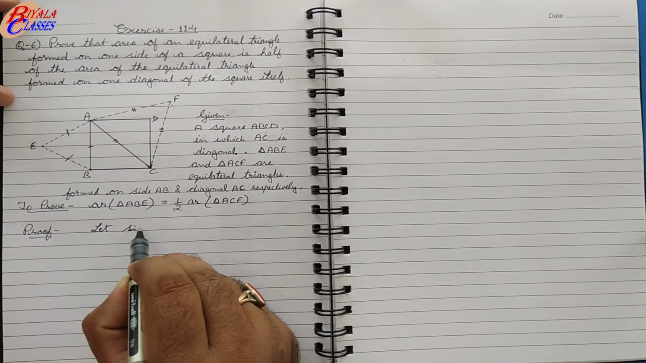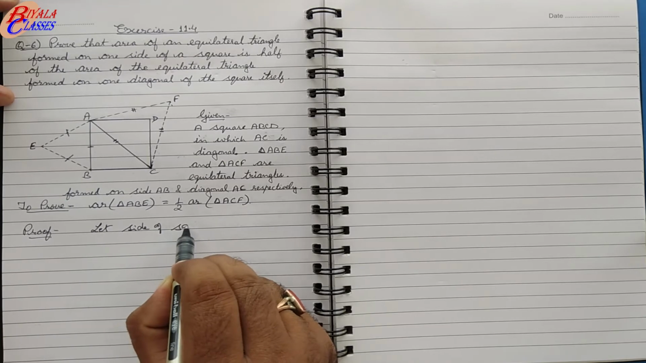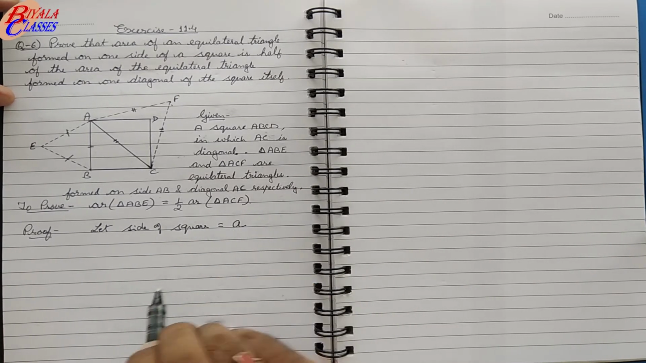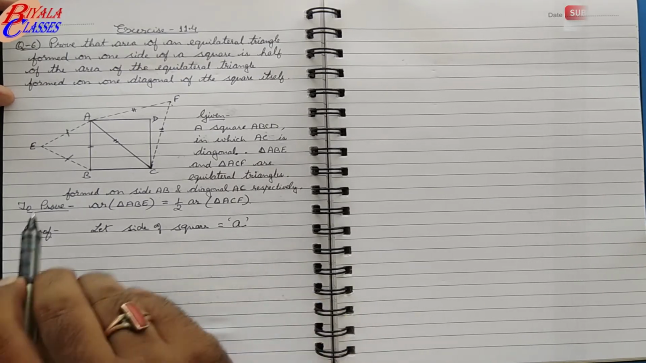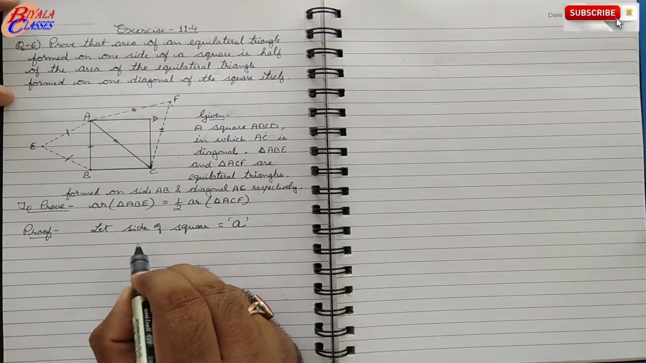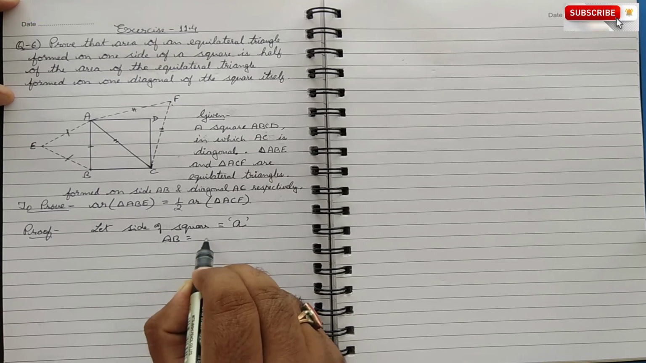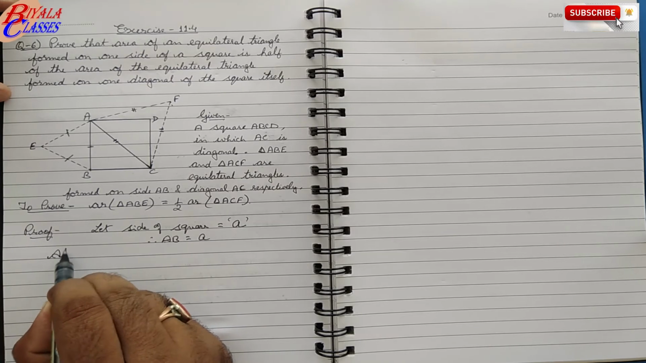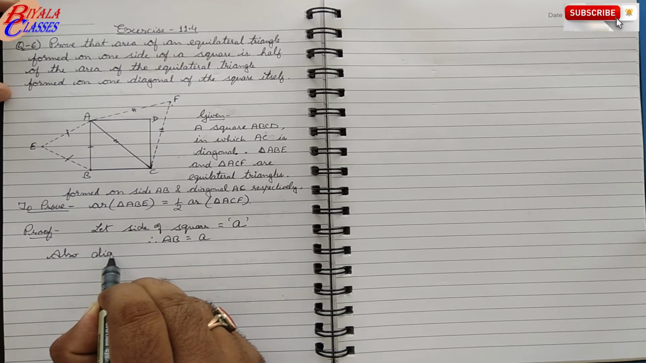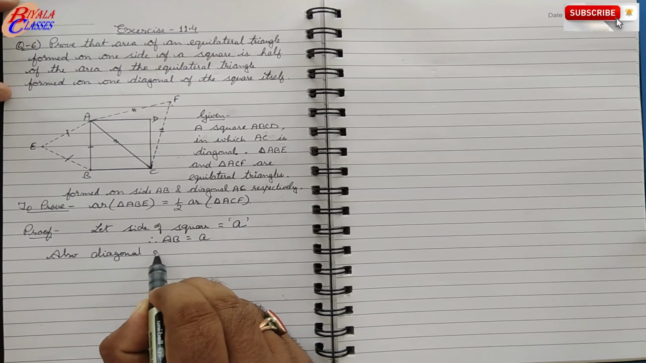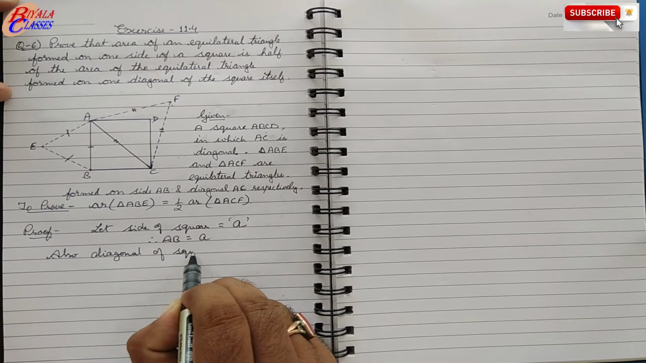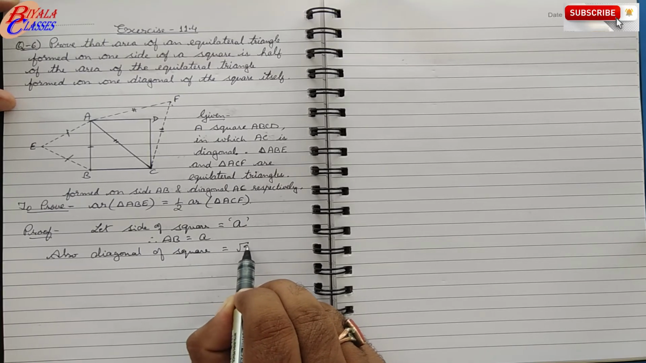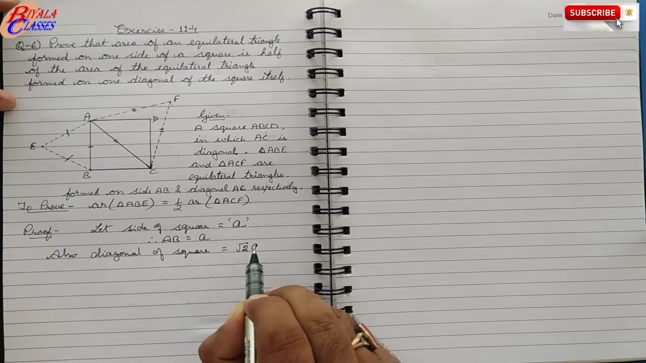Let the side of the square be equal to A. If you are taking the side of the square as A, then AB is equal to A. Also, the diagonal of the square is given by under root 2A.